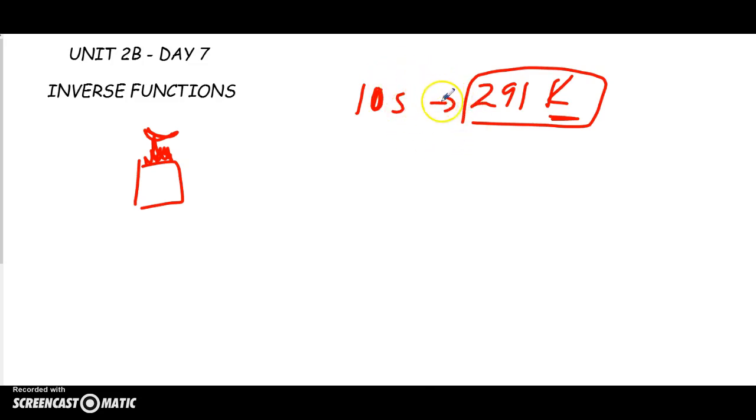So after 10 seconds, we're at 291 Kelvin and so on. So then you make a formula to figure out, I put something in, warm it up on this Bunsen burner, and after a while, it heats up. Okay, that's what we do in chemistry class.